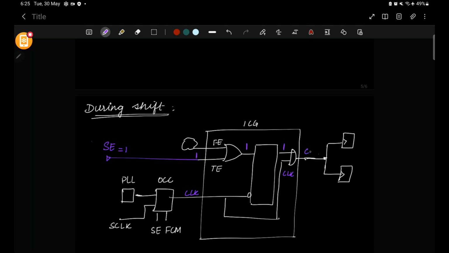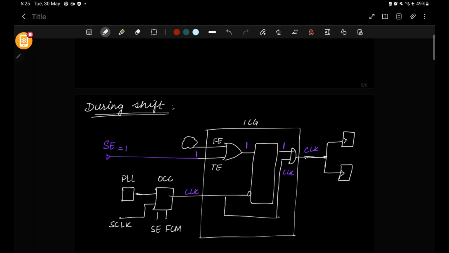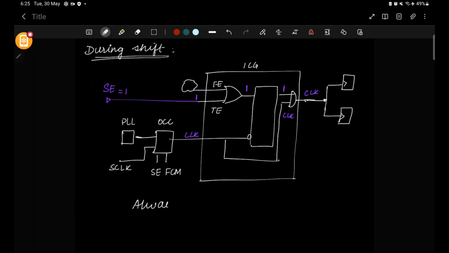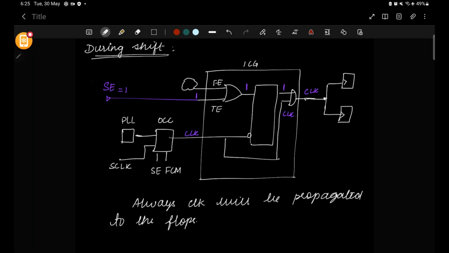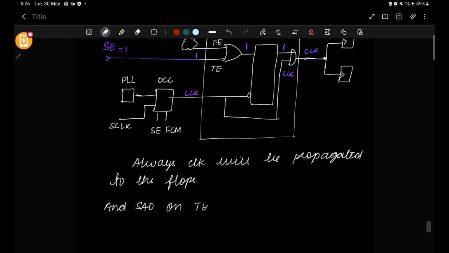And here you have this clock, so this clock will be propagated to the flops. So during shift, the clock is always propagated to the flops. Okay, and stuck at 0 on the test enable of ICG is also detected.